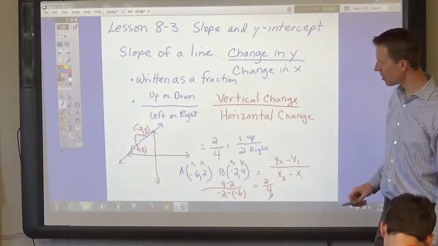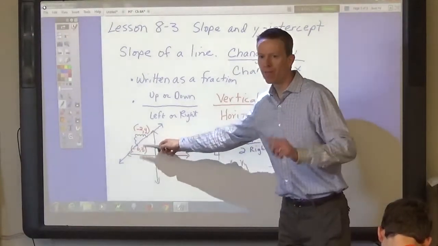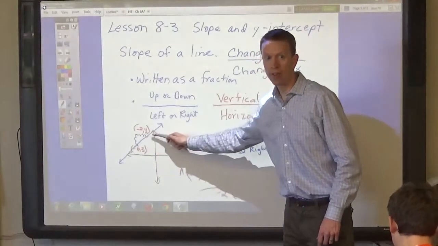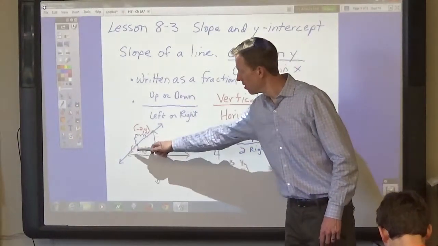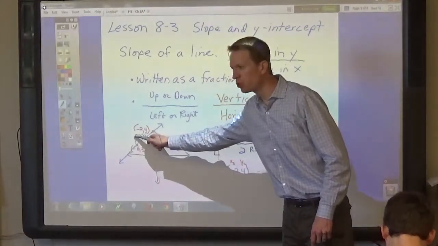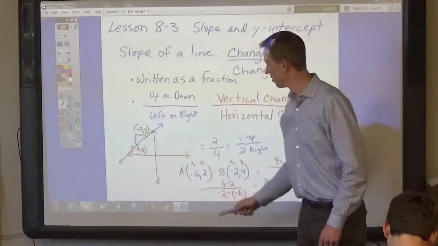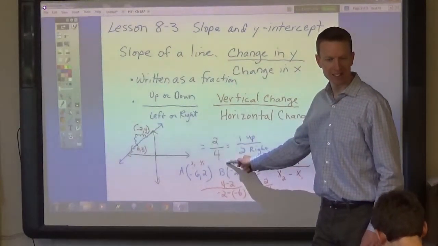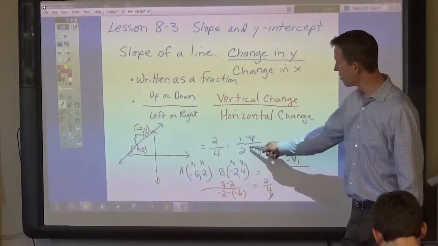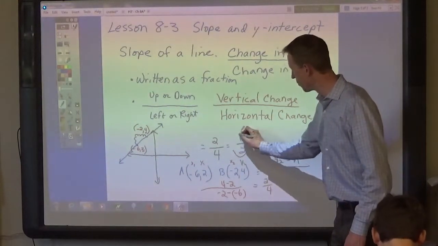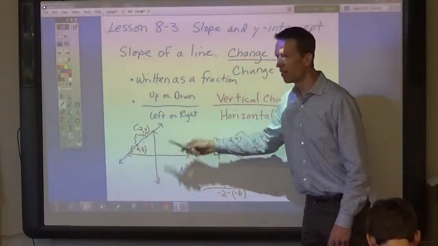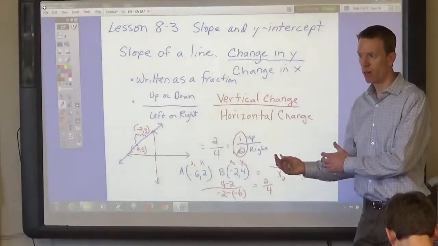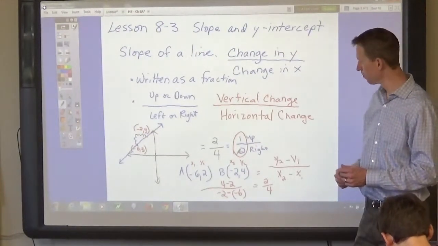Okay? If you're given a graph, one way to find the slope is just to count. Count from one point to another point. So from this one goes up 2, right 4. Up 2, right 4. See that pattern? That means the slope is 1/2, we would say. The slope of this line is 1/2. Not negative 1/2, but positive 1/2. You just say 1/2. Okay?